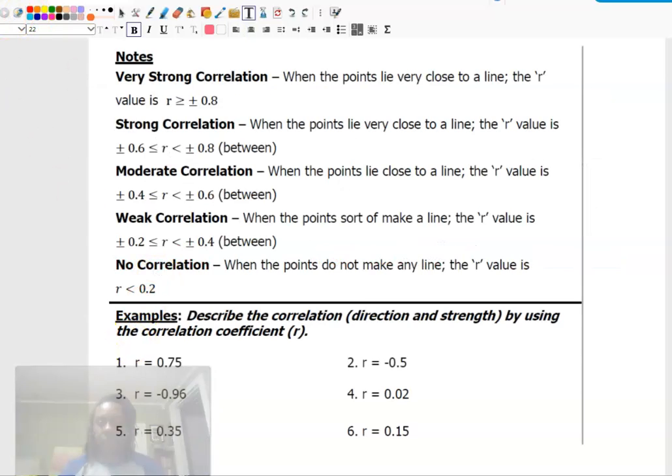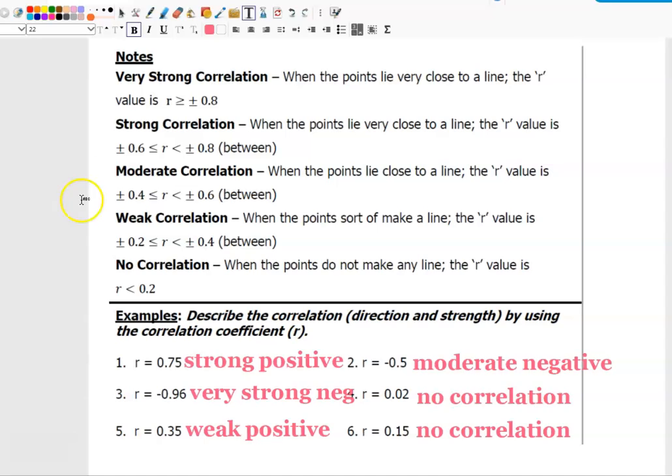All right, so here's an example of a chart that can be used to describe correlations from very strong to moderate to weak to no correlation. So you're going to look at your chart right here, and then you're going to try to answer numbers 1 through 6. So take a minute, pause the video, see if you can try to list them as strong, weak, or no correlation. All right, so go ahead and check your answer for 1 through 6 down at the bottom.